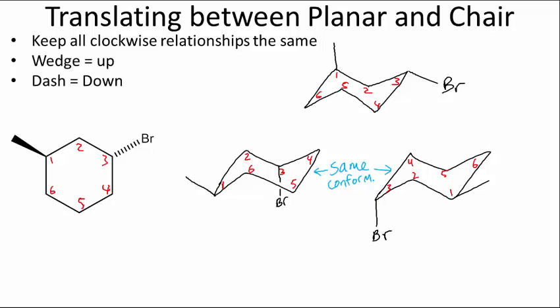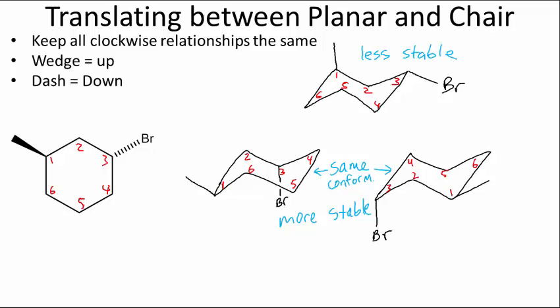To do that, we'd have to know that a methyl group actually takes up a little more space than a bromine. So having methyl group equatorial is more important than having bromine equatorial. So these two are actually the more stable conformation. This one at the top is a little less stable. But you need the information that methyl is bigger than bromine to answer that question.